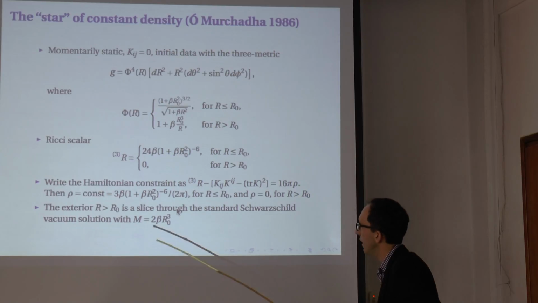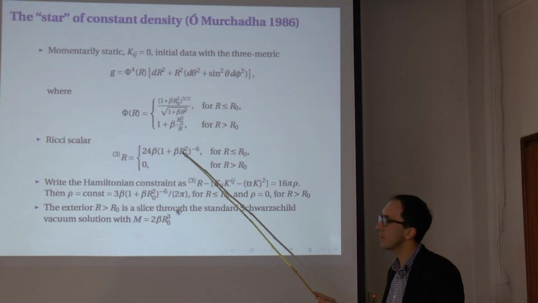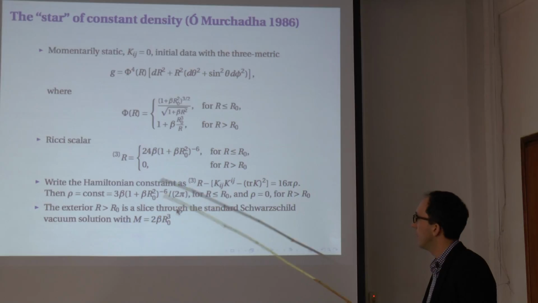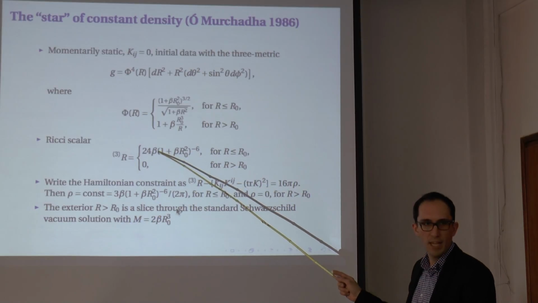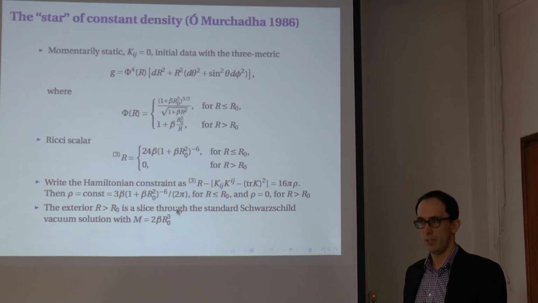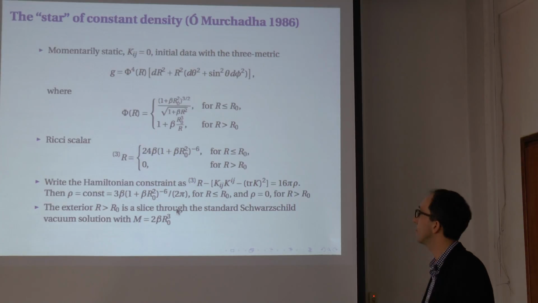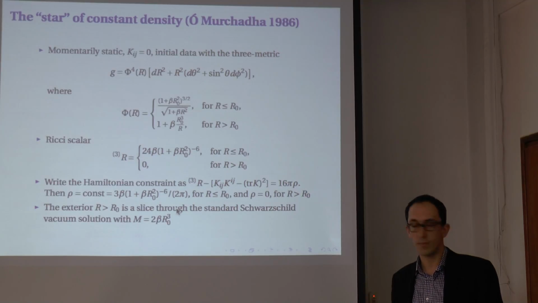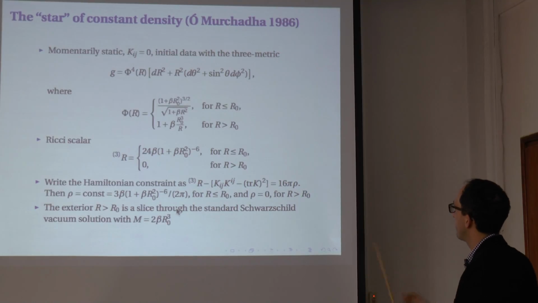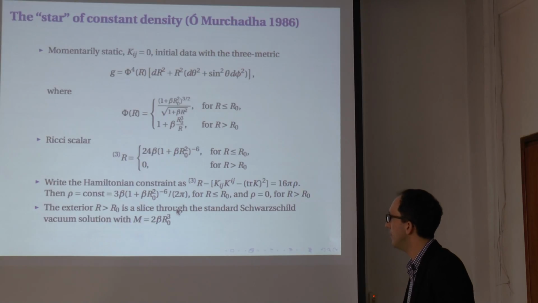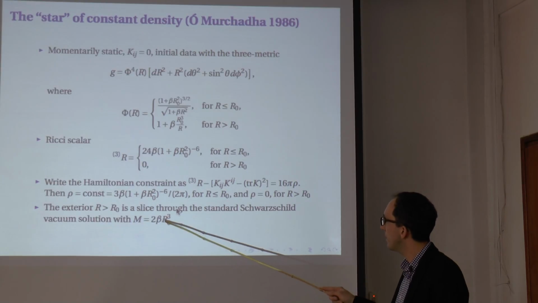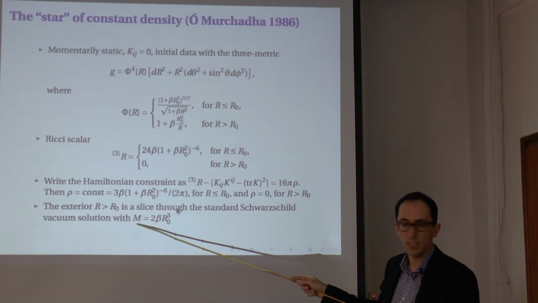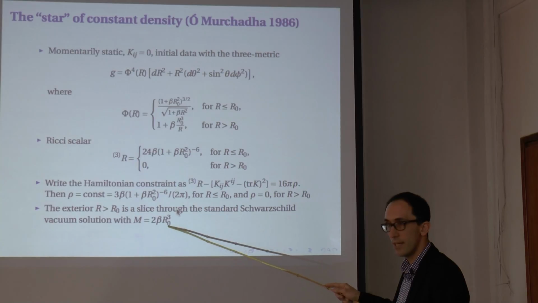Now, as you see, there is a parameter beta here, and depending on the values of beta, you could have a horizon outside of R0, which would be a standard Schwarzschild horizon. The beta would be related to the standard Schwarzschild mass of the space and R0.